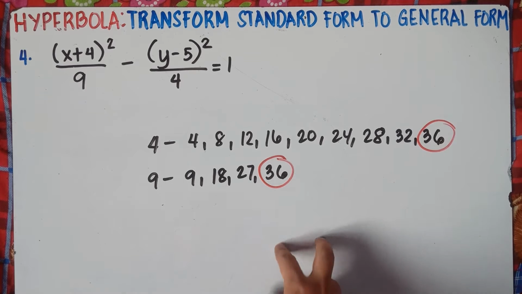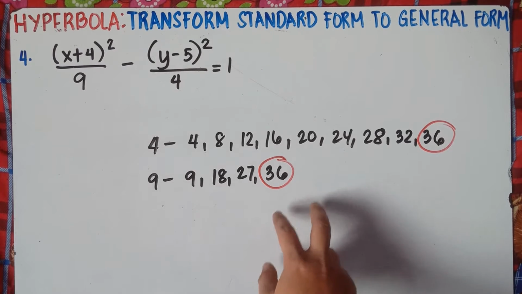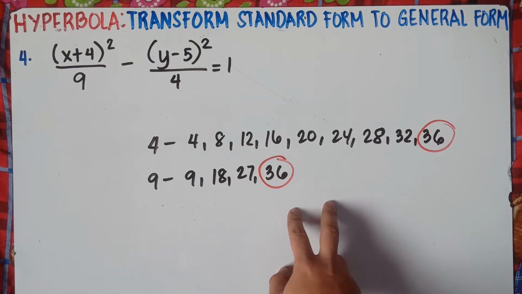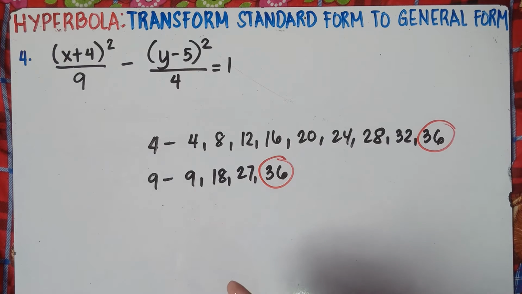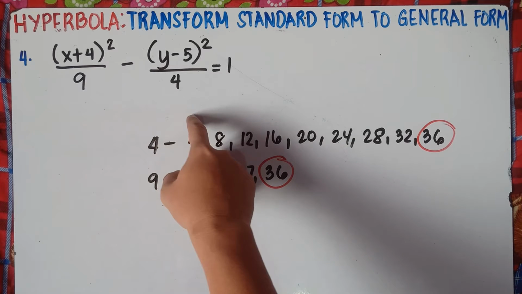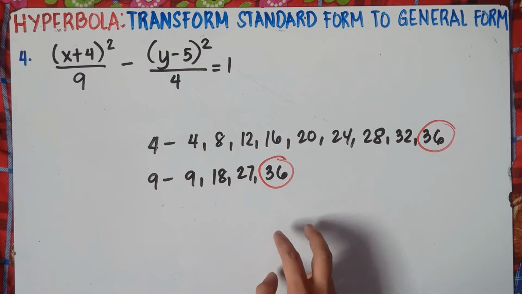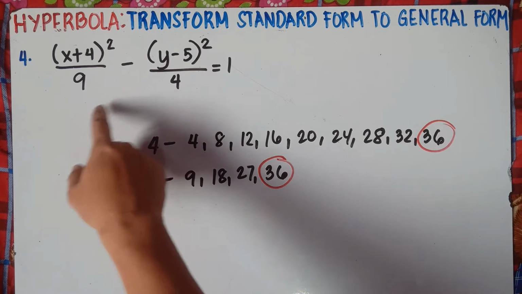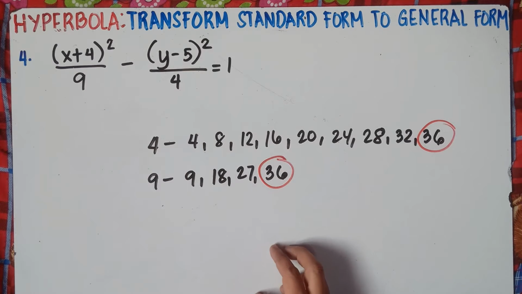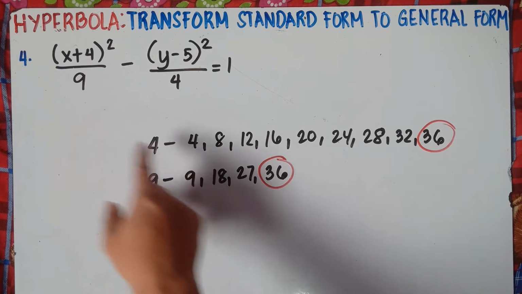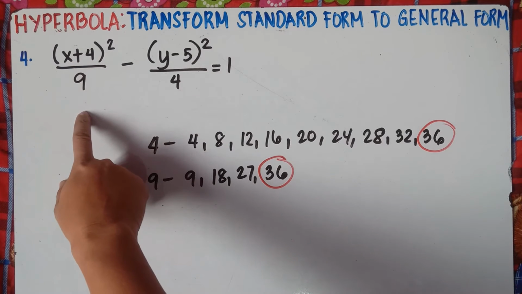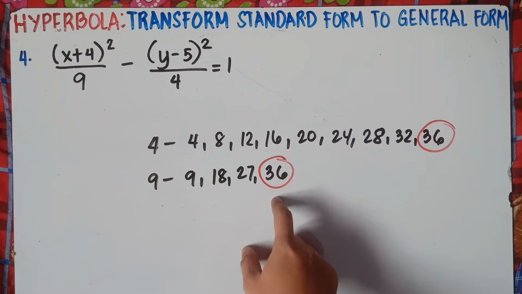But once again, class, you will not do it this way. Why is that, sir? Because it will take time if you do it this way. So the thing that you will do is think of it this way: what is the least number that we can divide by 9 and by 4? Of course, that would be 36, right? Because we can divide 36 by 9. 36 divided by 9 is 4. We can also divide 36 by 4.